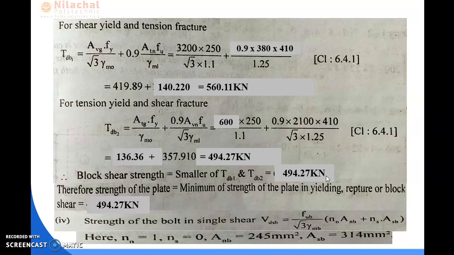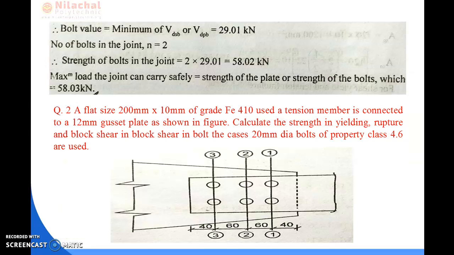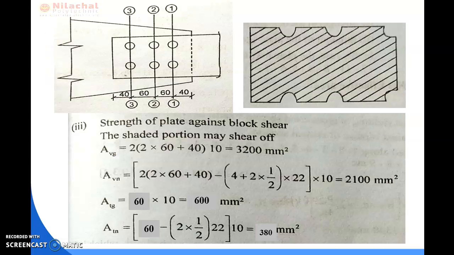So now, according to all the three values of the strength calculation, the minimum value of the strength will be the value of strength of the tension member.